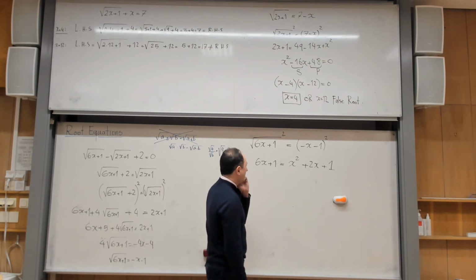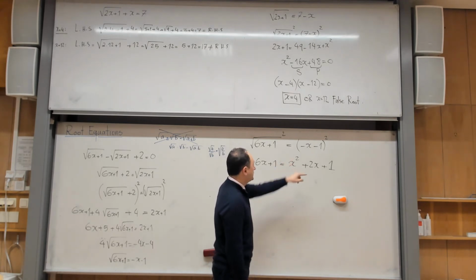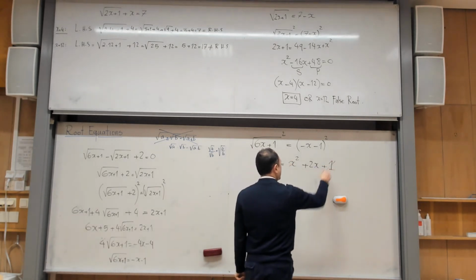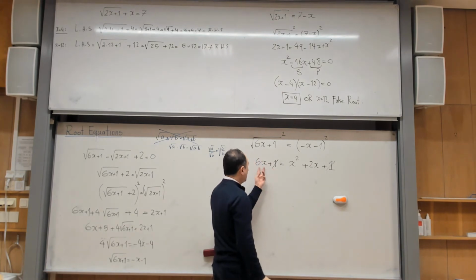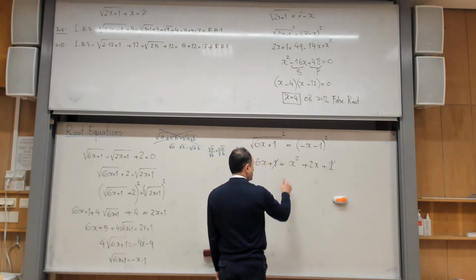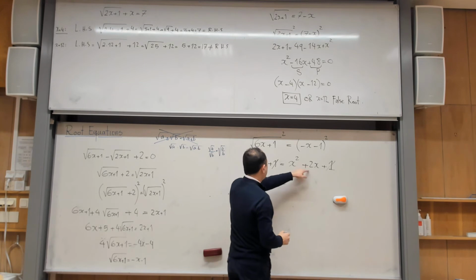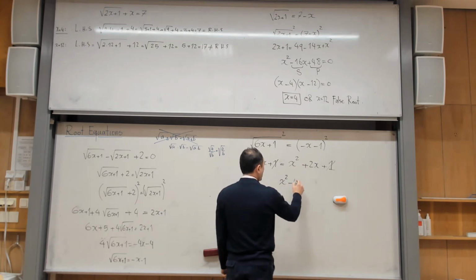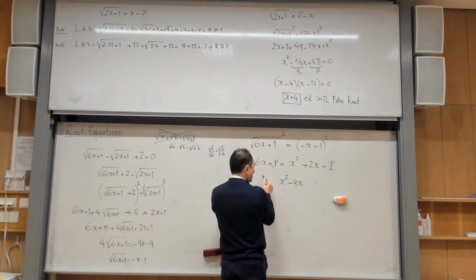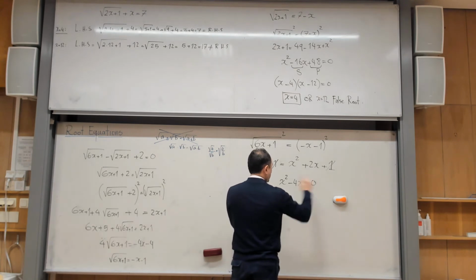So it is not that I move x's on the one side, the others on the other side. But the good point is that if I move 1 to the other side, this one will cancel that one because it becomes negative 1. And if I move 6x to the left, x squared is there. 2x minus 6x is minus 4x. 0 is left here, but I prefer to put 0 there.